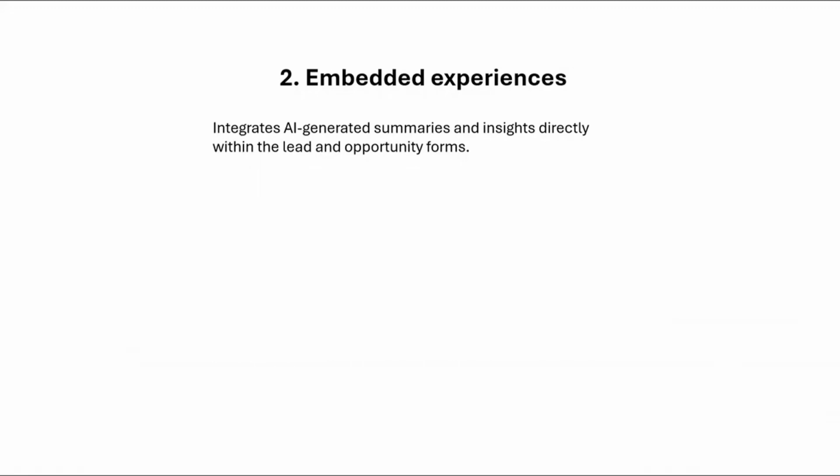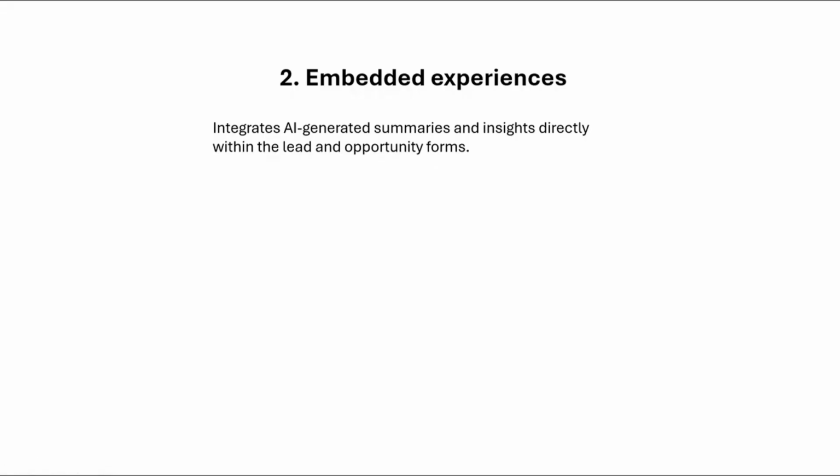Now we will get into the embedded experience feature. So there are 7 features. Now we are in the embedded experience feature. Using this feature, we will get the AI generated summaries and insights directly within the lead and opportunity forms. And this is something available only for lead and opportunity.